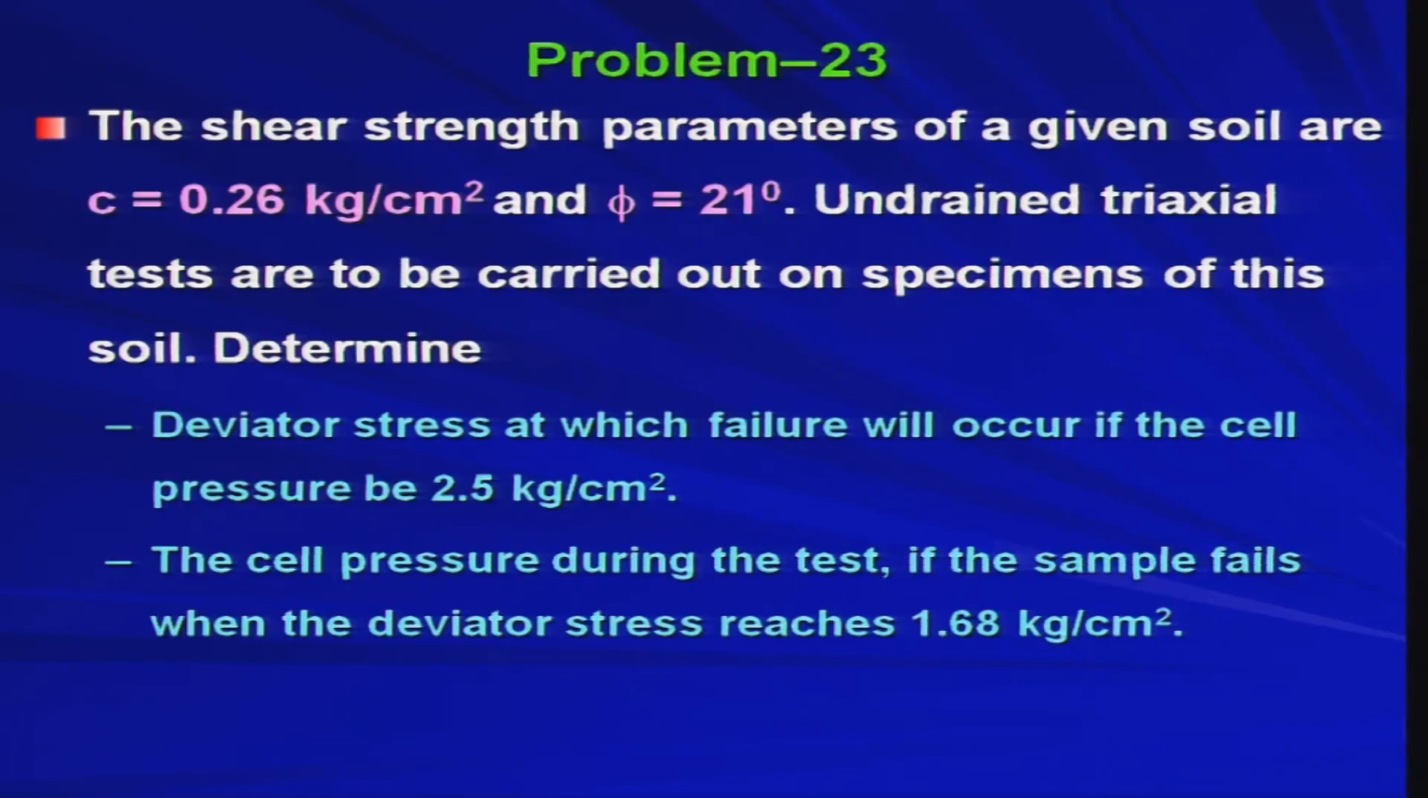Now, we will take the second problem. The problem says the shear strength parameters of a given soil are C equal to 0.26 kg per centimeter square and phi equal to 21 degree. Undrained triaxial tests are to be carried out on specimens of this soil. Determine first the deviator stress at which failure will occur if the cell pressure is 2.5 kg per centimeter square, and second, the cell pressure during the test if the sample fails when the deviator stress reaches 1.68 kg per centimeter square. Okay.